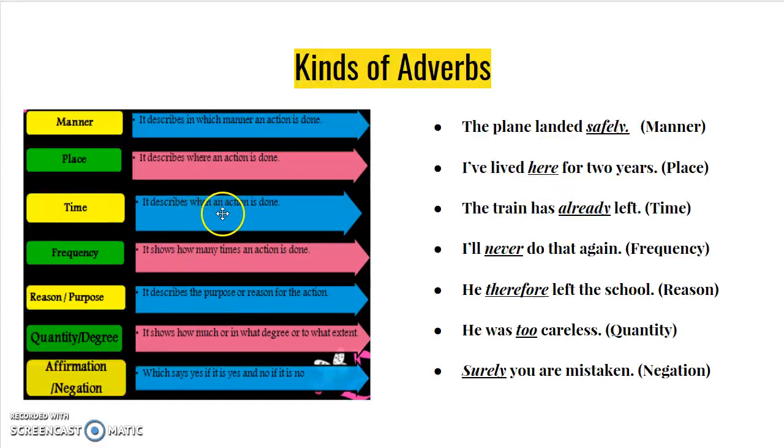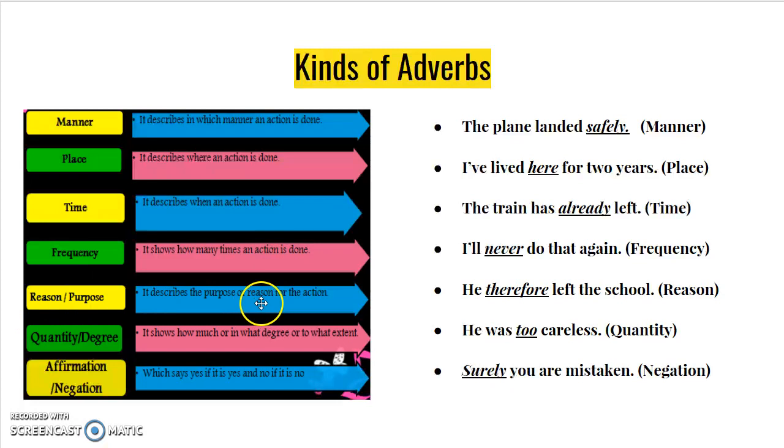Time. It describes when an action is done. When. So here's an example. The train has already left. That is adverb of time. Frequency, how often something happens. So it shows how many times an action is done. I'll never do that again. That shows frequency.